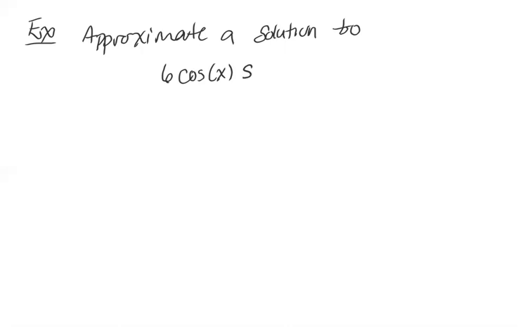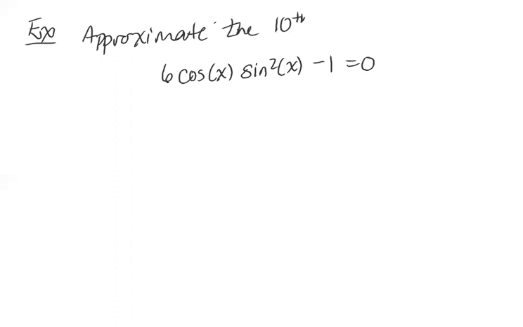Let's approximate a solution to 6 times the cosine of x times sine squared of x minus 1 is equal to 0. And let's approximate the 10th solution.